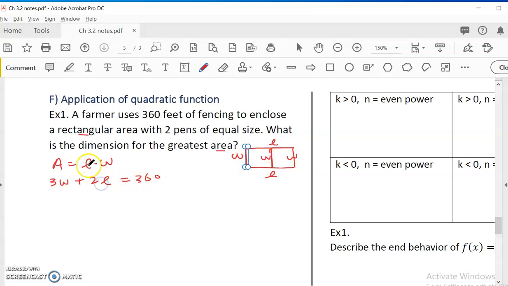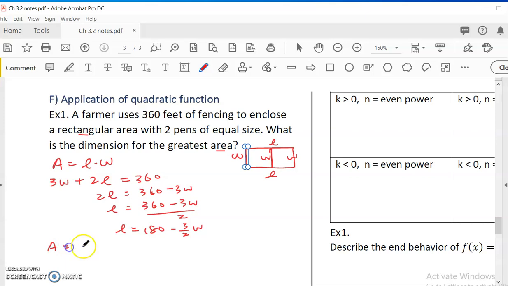Now I want to change it into 1 variable, so I'm going to solve for L. So 360 minus 3W, and then divided by 2. L is 360 minus 3W divided by 2, and I can write it as 180 minus 3 over 2 W. So this is a formula that I can replace into the A function so that instead of writing L, I write 180 minus 3 over 2 W. And it works because of the 360 restriction. So this allows us to write L in terms of W.